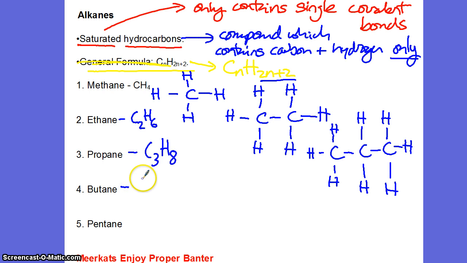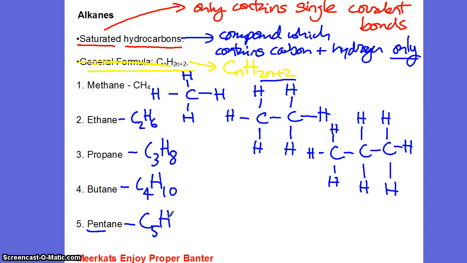So therefore, if you have butane, that will be C4. How many hydrogens are you going to have? Well, again, back to your formula up here. Double the number plus 2. So 4 times 2 is 8, plus 2, 10. So butane, C4H10. And pentane, well, pent suggests you've got 5.